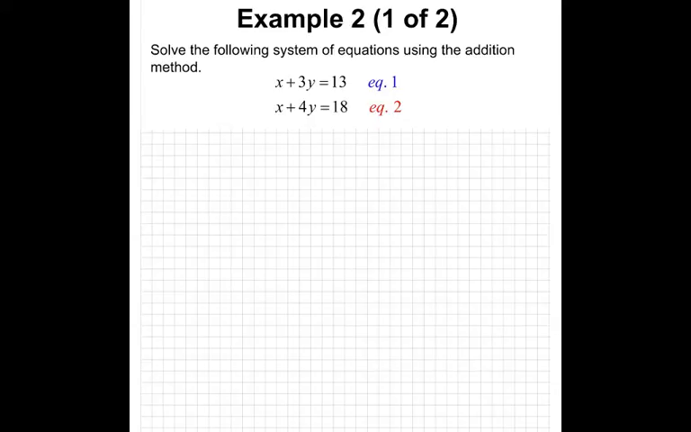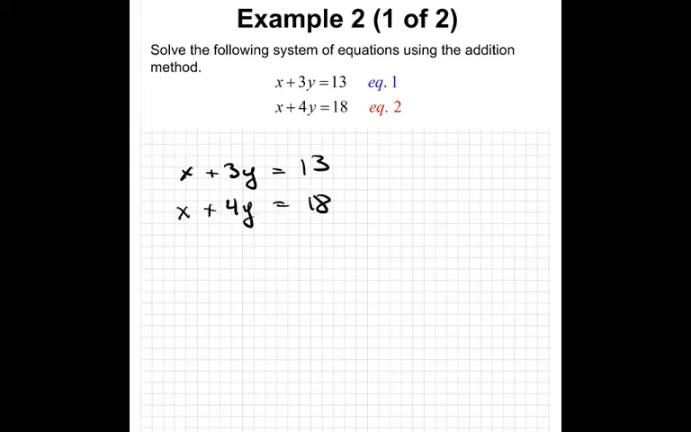Black is fine. So solve the system of equations using the addition method. Let me start by getting a copy of the original. The original that we have is, nope, wait, that's not gonna work for me. Let's go like here. We have x plus 3y equals 13, and we have x plus 4y equals 18.